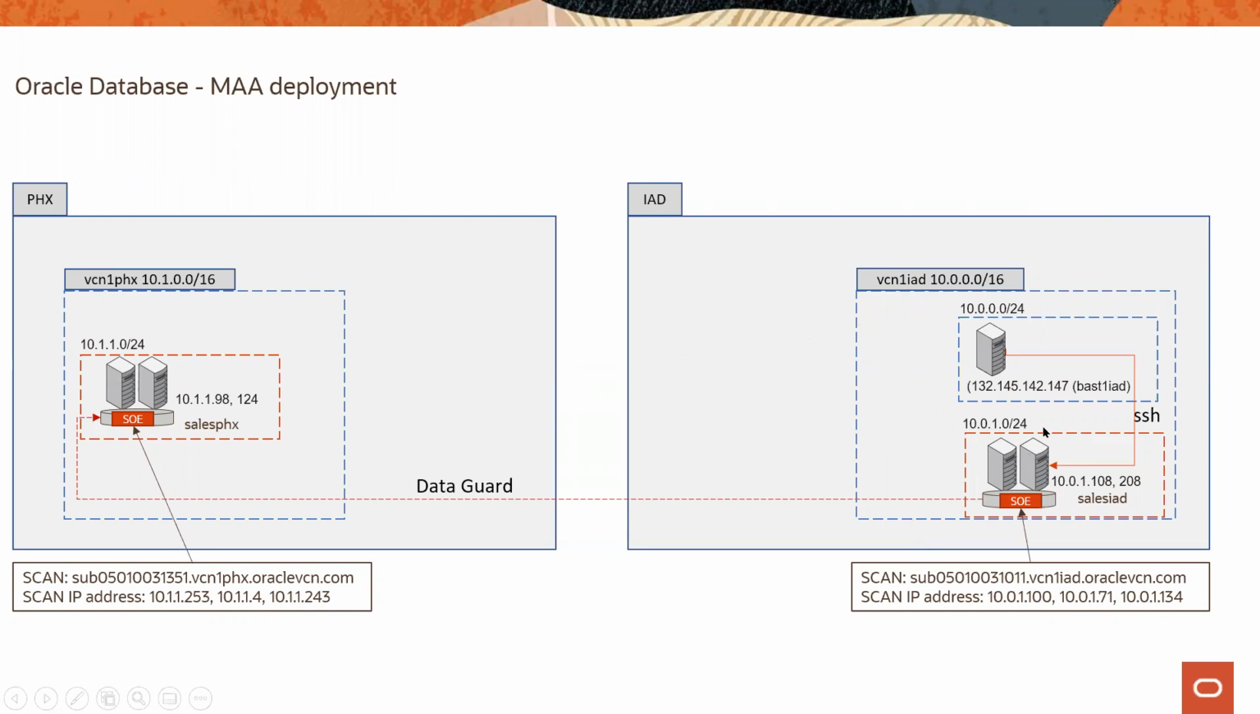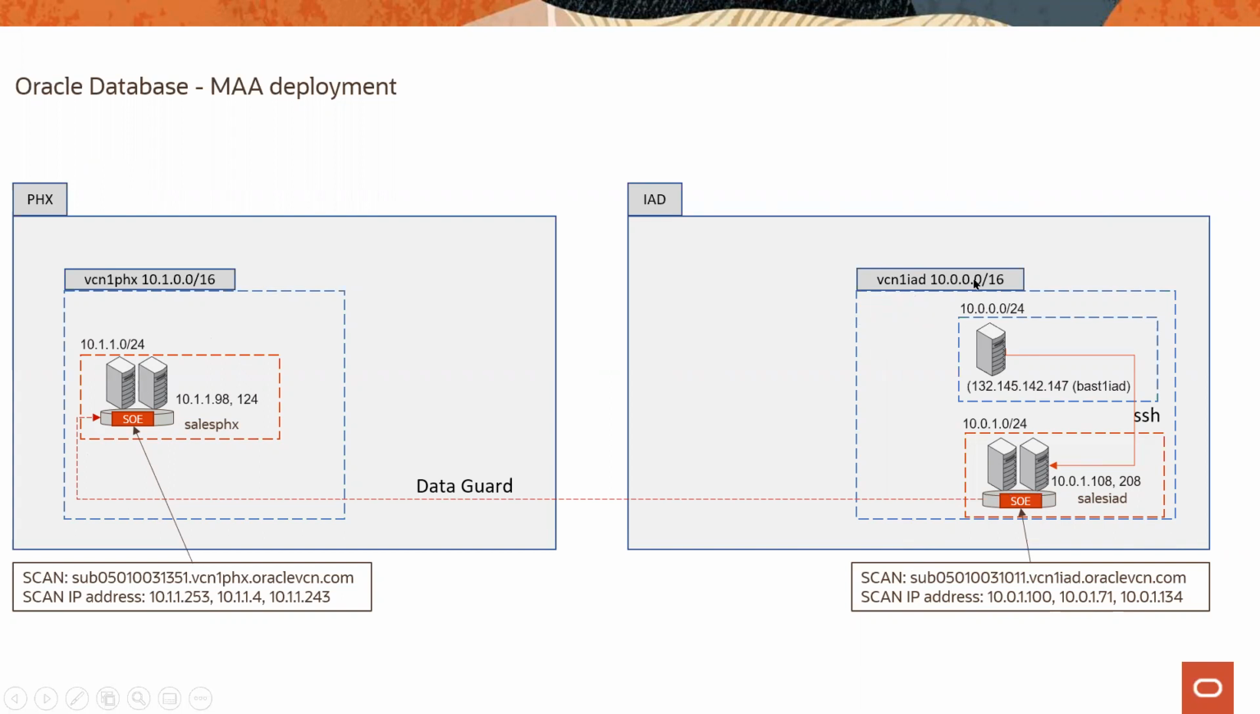Now, assume that you created the primary database and the standby database. And these databases have, each node has a private IP address. So for example, node 1 is 10.0.1.108, node 2 is 10.0.1.08. All right, and this RAC database has the scan name. This is the fully qualified domain name, and it also has the scan IP addresses. So same thing on this side.